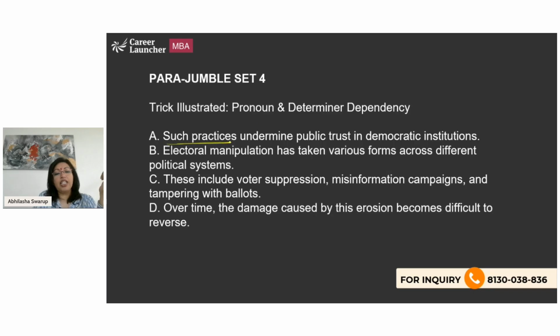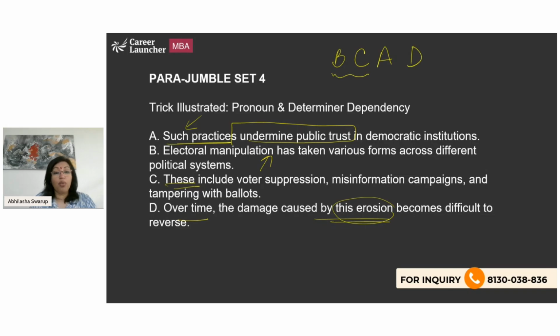Such practices undermine public trust in democratic institutions. I want to know, what are these such practices? Electoral manipulation has taken various forms across different political systems. These include voter suppression. Okay, I want to know, what are these? So, voter suppression, misinformation campaigns, and tampering with ballots. I think it should be electoral manipulation that we are talking about here. So, B and C. Over time, the damage caused by this erosion becomes difficult. What is this erosion? Probably this undermining of public trust. So B, C, and then A, and then D.